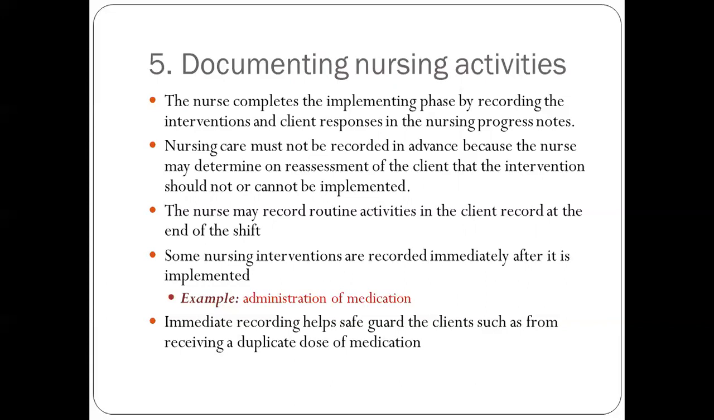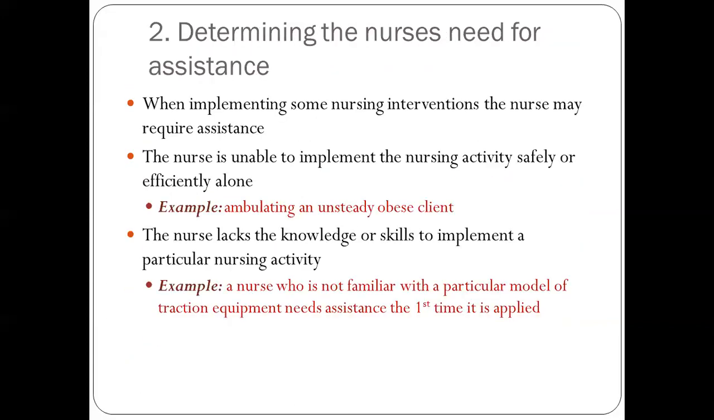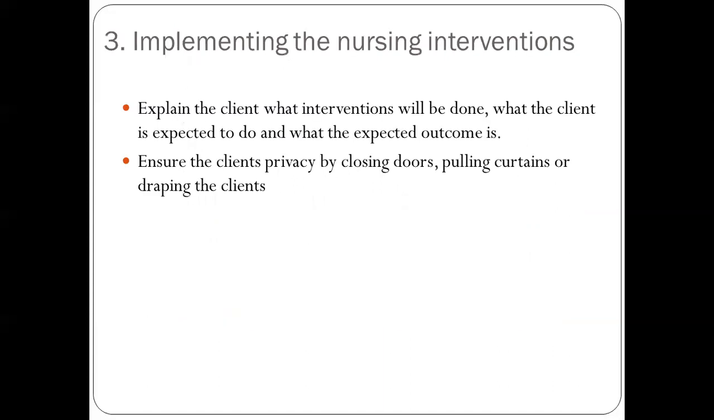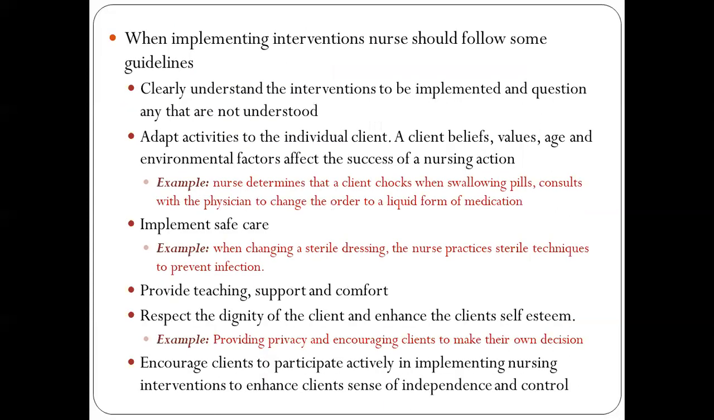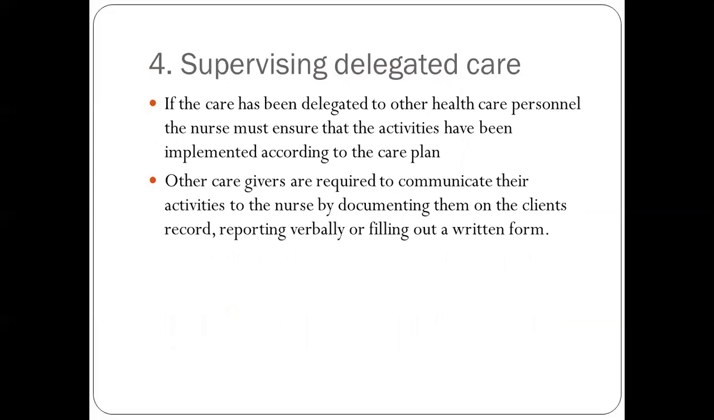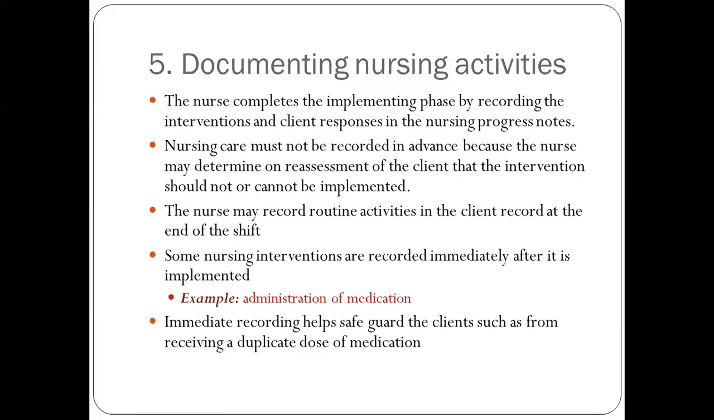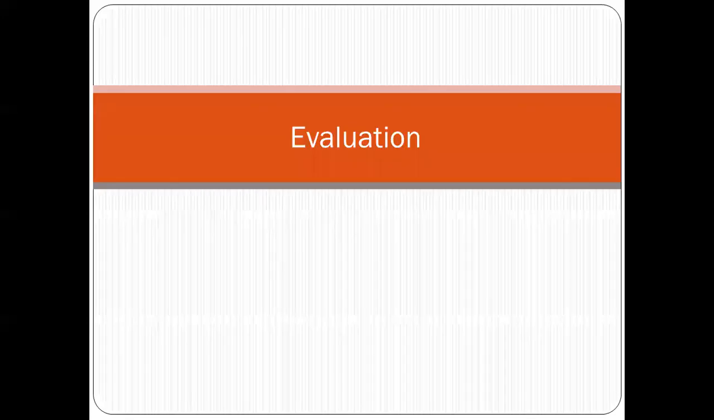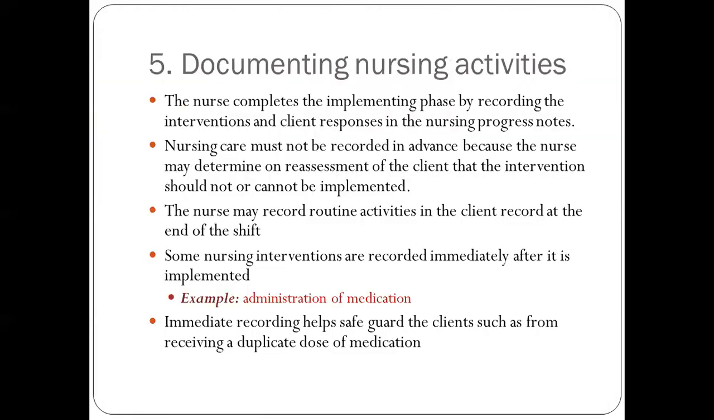So what are the 5 steps? Number 1, the nurse has to reassess the client. Then she has to determine whether there is any need for assistance. Third one is implementing the nursing interventions. Fourth one, she has to supervise the delegated activities. And fifth one, she has to document the nursing activities. Okay, so these are the 5 steps in implementation.